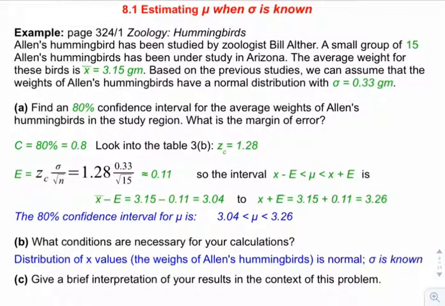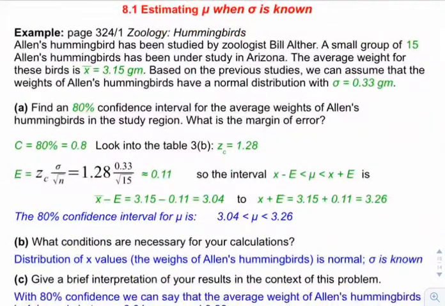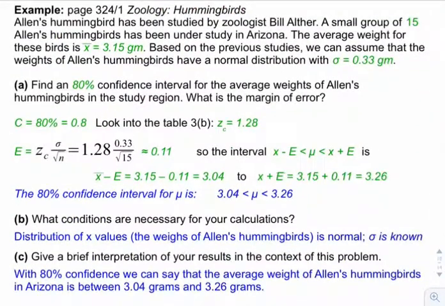What is our third question? Give a brief interpretation in the context of this problem. So this is like at the end of the last example. How do we want to say this in English? We're 80% confident that the average weight of the hummingbirds is between 3.04 and 3.26 grams.